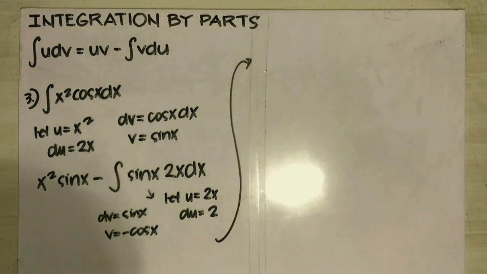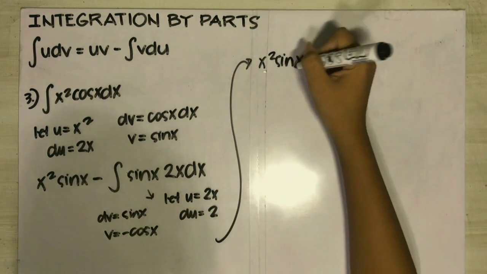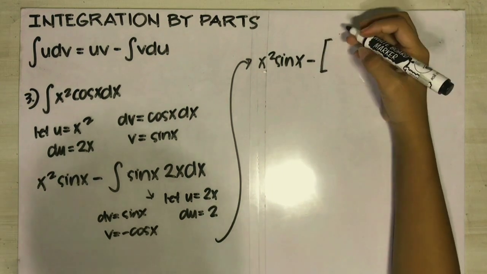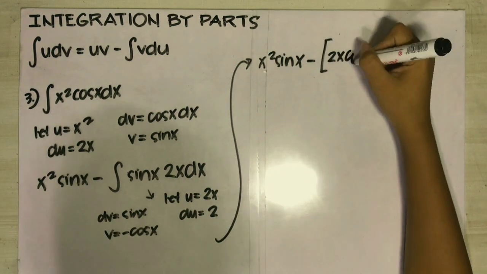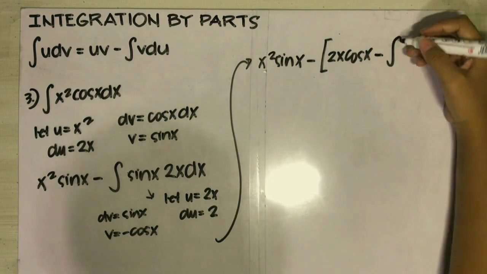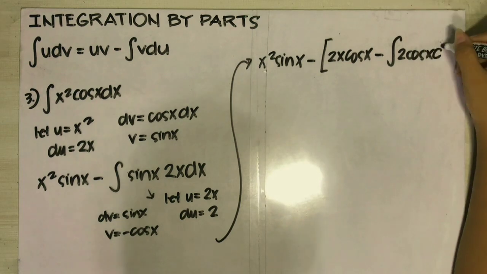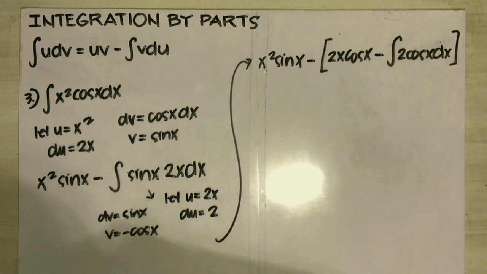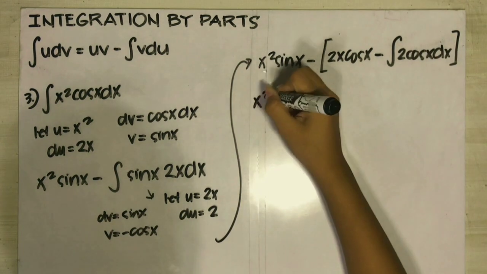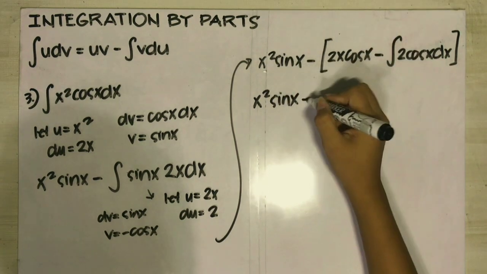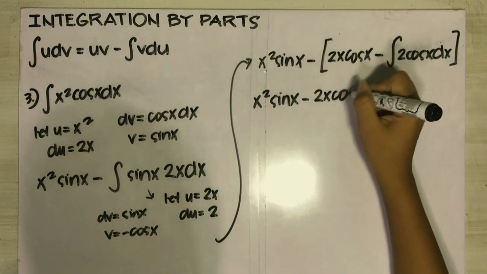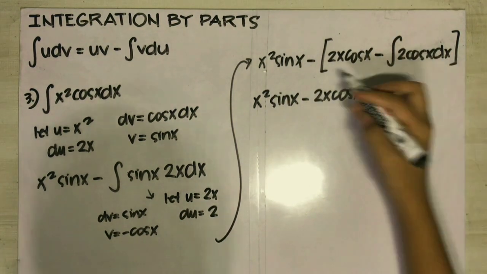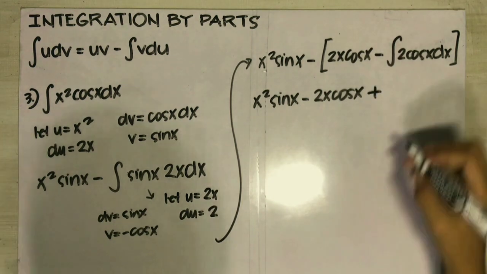So this is now x squared times sine x minus 2x times cosine x minus the integral of 2 cosine x dx. So this is equal to x squared times sine x minus 2x times cosine x plus 2 times cosine x plus c.